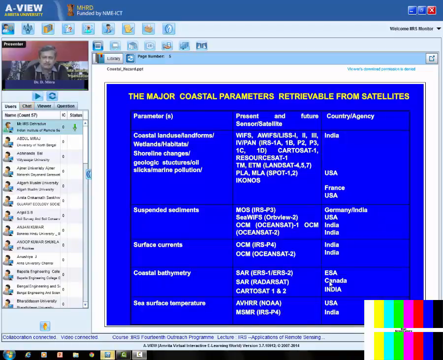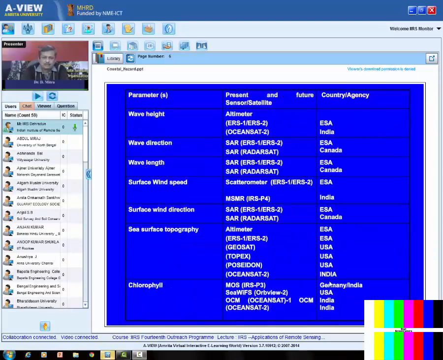Also you can map the coastal bathymetry, you can map the surface current, and sea surface temperature is very important for the potential fishing zone. Yesterday my colleague was taking a class on oceanography, he must have briefed you about the potential fishing zone. So sea surface temperature is very, very important for potential fishing zone measurement, which you can get from the NOAA data from USA and also our MSMR from IRS-P4.